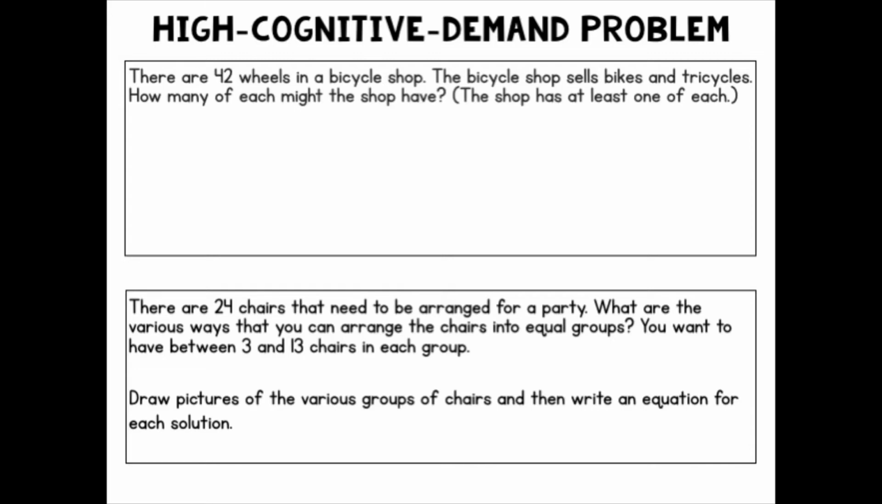So there are 42 wheels in a bicycle shop. They sell bikes and trikes. How many of each might they have? So they're having to think of groupings of 2 or 3, or 2s and 3s. And this is when I would send my kids out in their math groupings, either in partnerships or groups of 3 or 4, with manipulatives and whiteboards and pencil and paper, and give them time to grapple with this, to represent it, to model with mathematics, to reason with mathematics, all of these things that are the mathematical process standards, really getting down doing math.